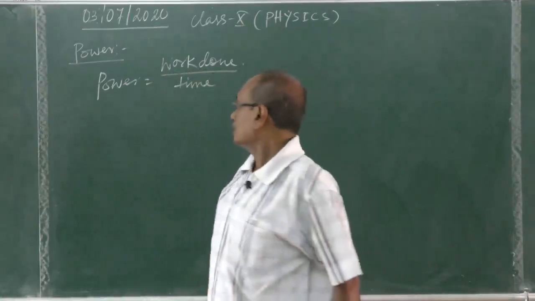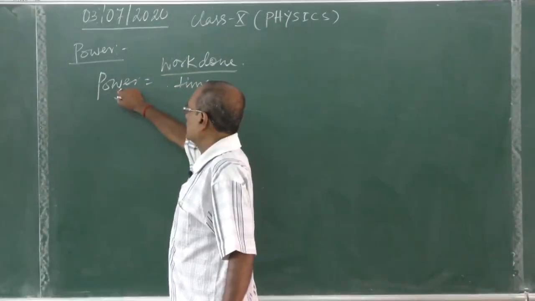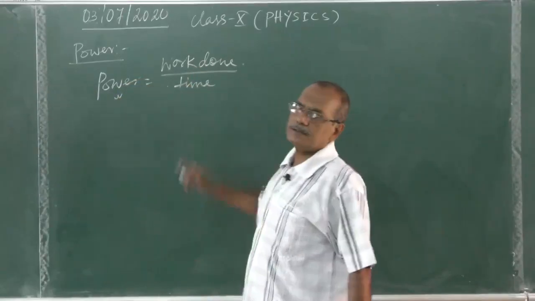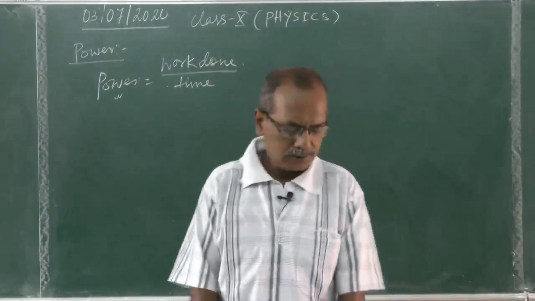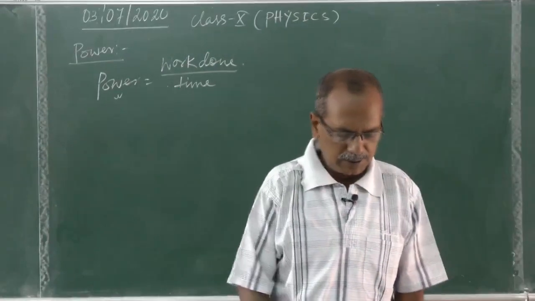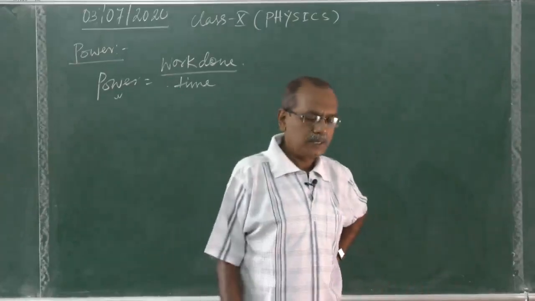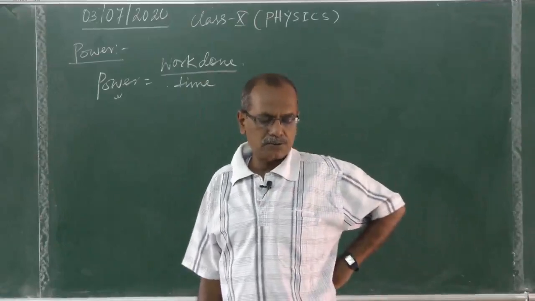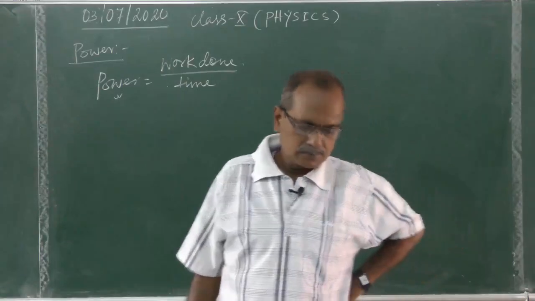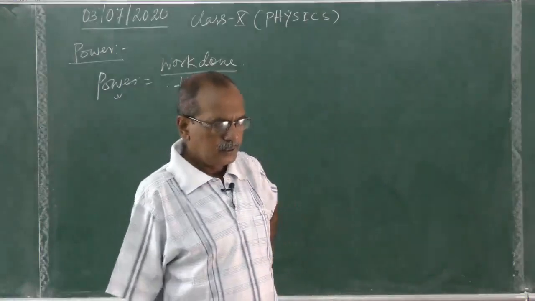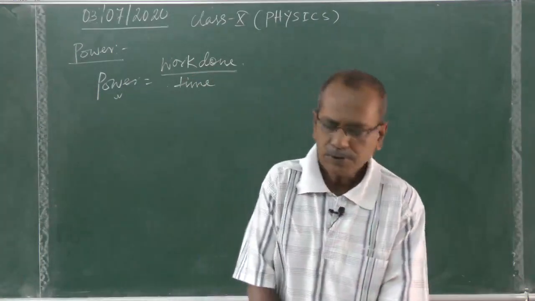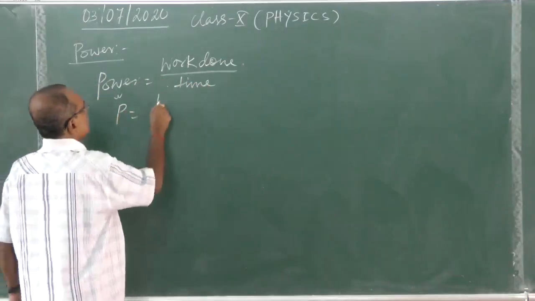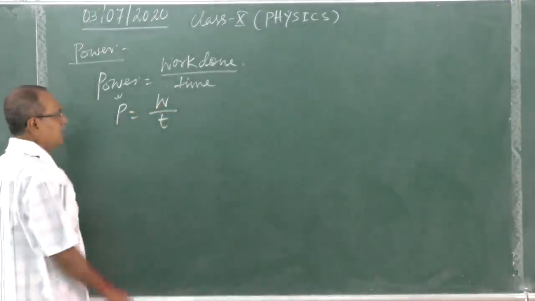Okay. Now there are two factors which are affecting power. Number one is work done, second is time. Work done on the body or by the body, whatever, the amount of work done by the source and the time taken by the source to do the same work. Now, I am writing here, P is equal to W by T. T is time.